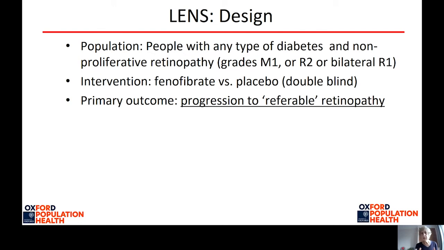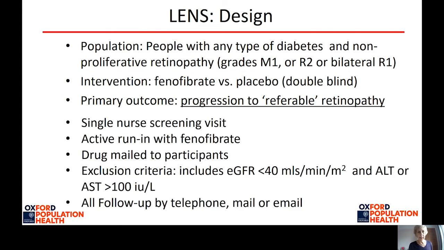People are eligible if they've got any type of diabetes and some degree of retinopathy of the grades, either the lowest grade of maculopathy or an R2 grade or a bilateral, so in both eyes, the grade R1. So it's placebo controlled, double blind, and as I indicated, the primary outcome is progression to referable disease. And it is run, as I indicated, through the Scottish Health Board screening service.